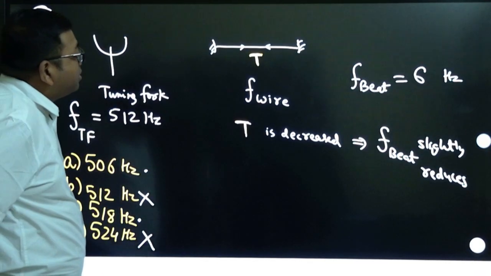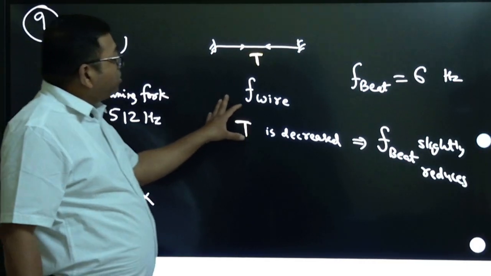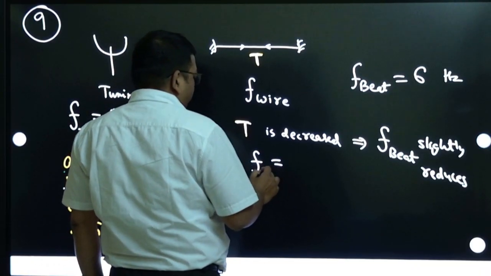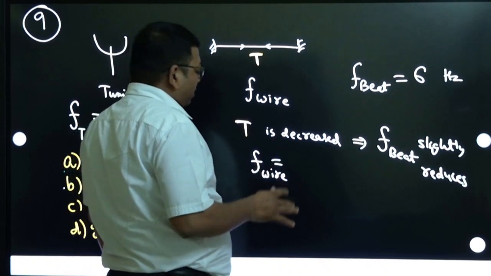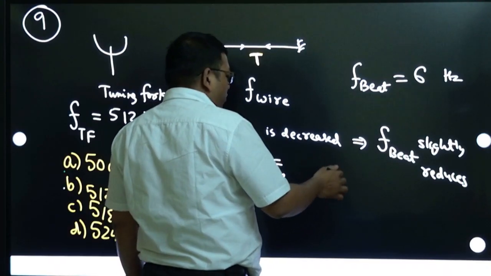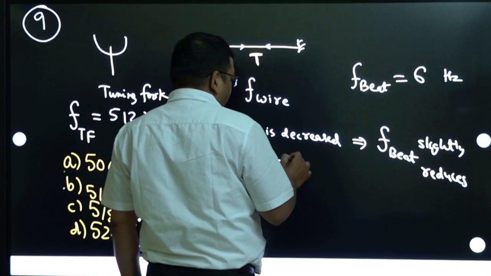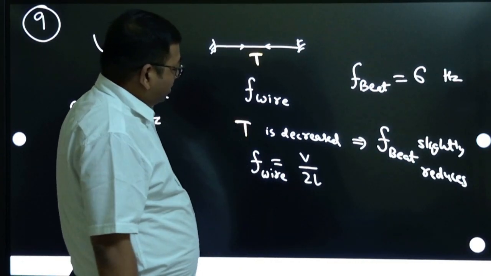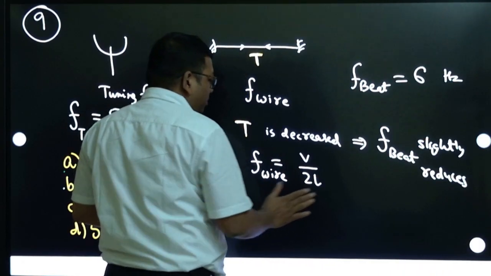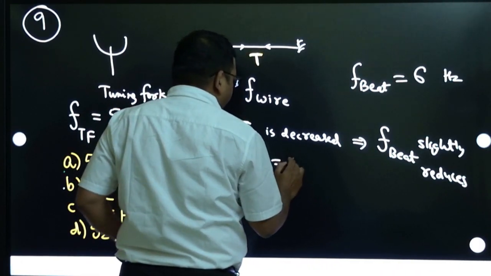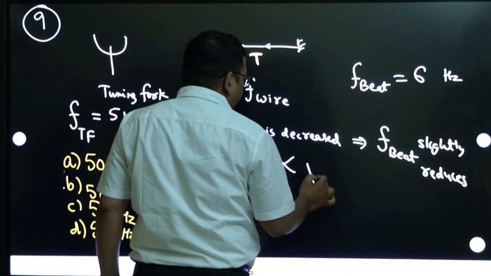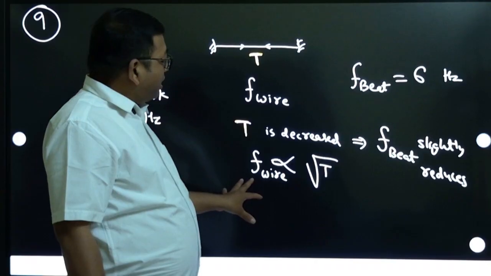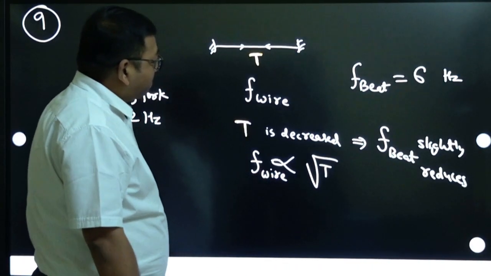Okay, so now how to do that? You need to think about the frequency of the wire. We know that the frequency of the wire, if you take the fundamental or anything, it doesn't matter, is proportional to V by 2L. Generally you can take the fundamental. So in any case it is proportional to speed. And speed is proportional to the root of tension by mu in a string wave. So the wire frequency depends on the root of tension.